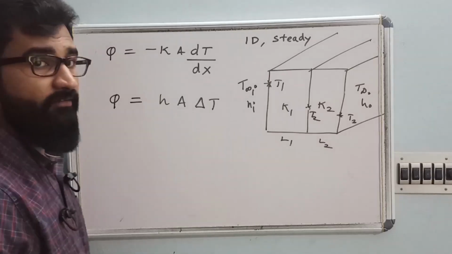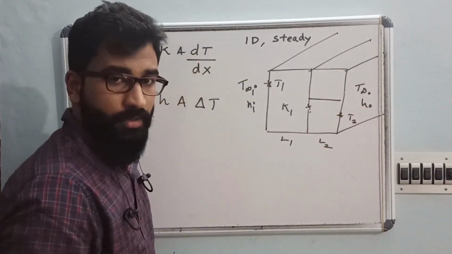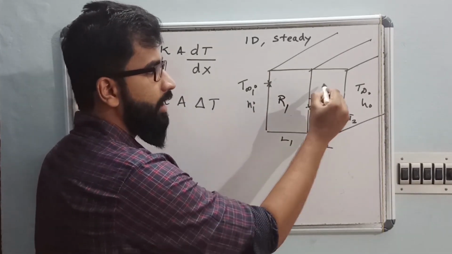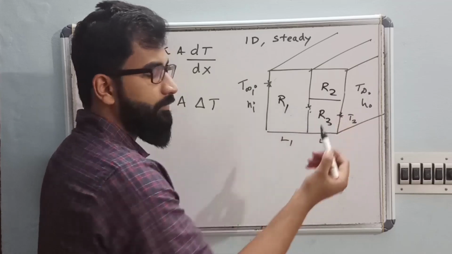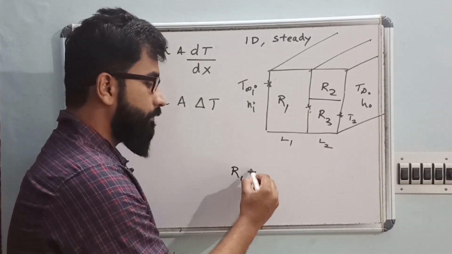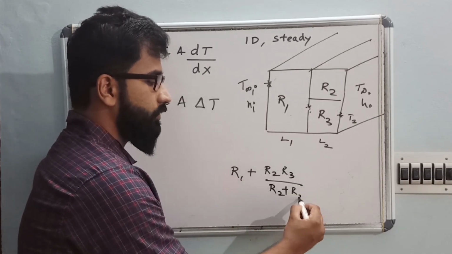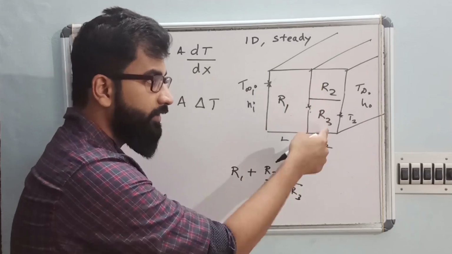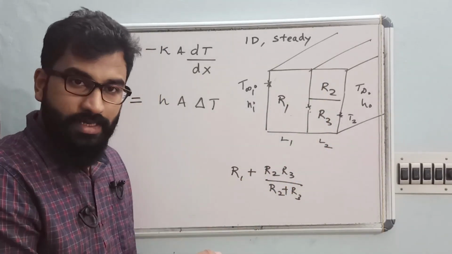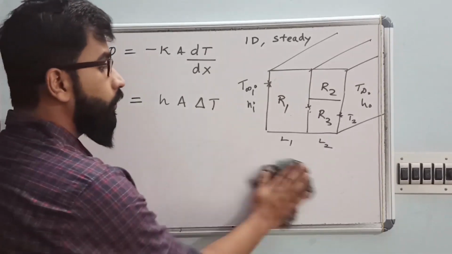Then you have a type of parallel resistance type questions also. Clear? So in case of parallel resistance, what we need to do is, here it will be R1, take it as R2, take it as R3. Clear? So total resistance will be what? R1 plus R2 R3 divided by R2 plus R3. So this is the combined resistance of these parallel resistances. Clear? So if you are able to understand that, we will be able to solve every question in conduction based on wall.